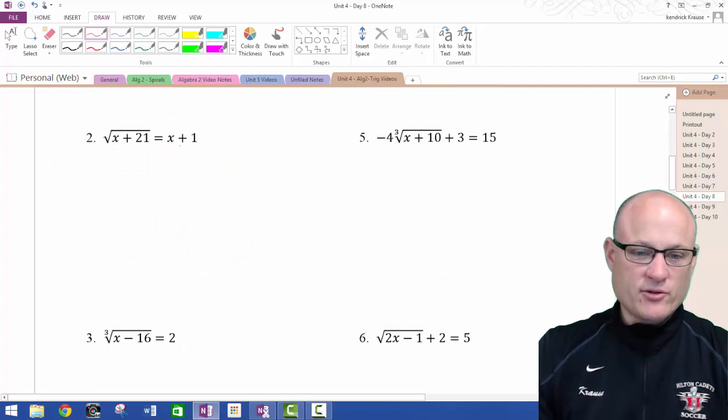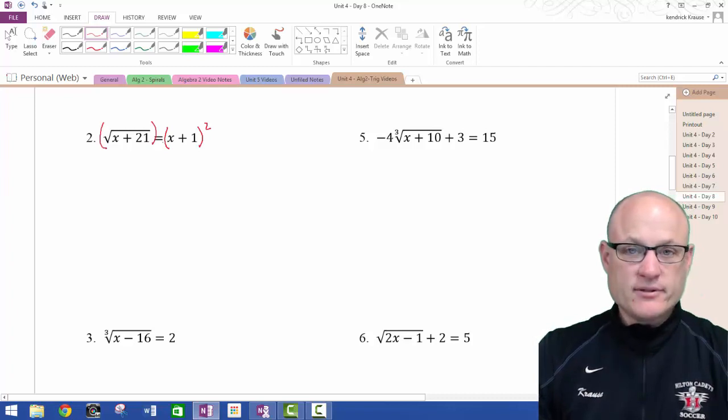Number 2. Okay, so number 2 is a little bit more difficult because on the right I have a binomial that I have to square. And I know what you're thinking. X squared plus 1. But not if you're in my class.